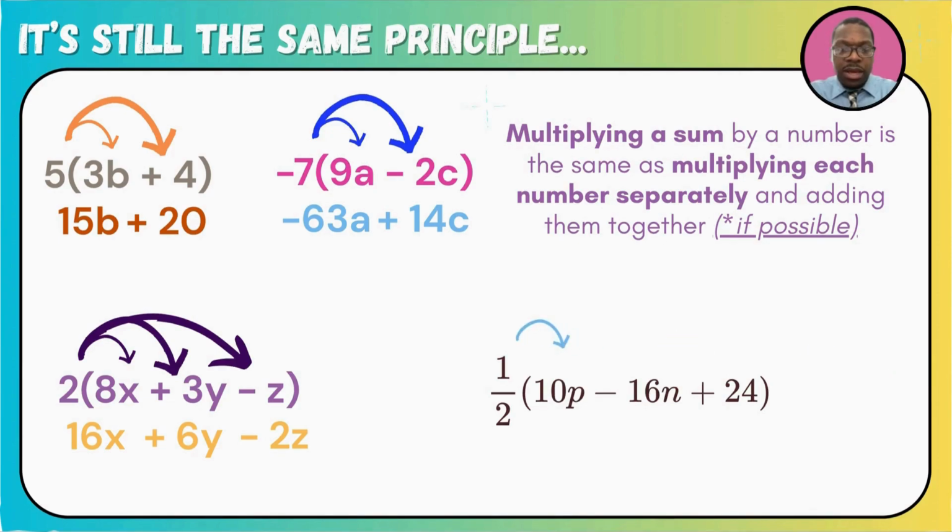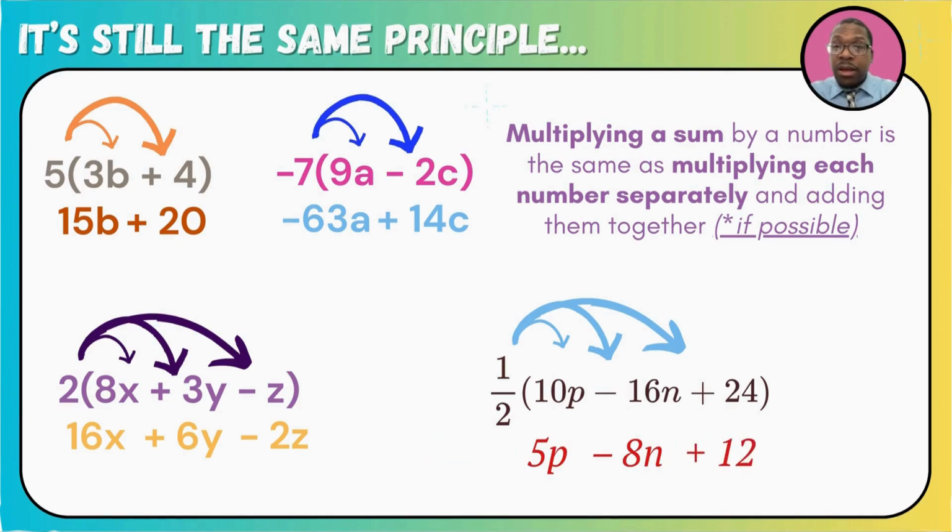All right, 1/2 times 10p. What's half of 10? It would be 5, 5p. Okay, half of negative 16n. What's half of negative 16? Negative 8, negative 8n. And then last but not least, what is half of positive 24? Well, half of positive 24 is positive 12. And there we go.